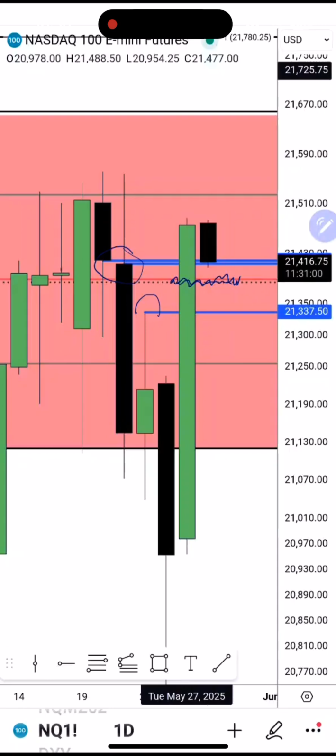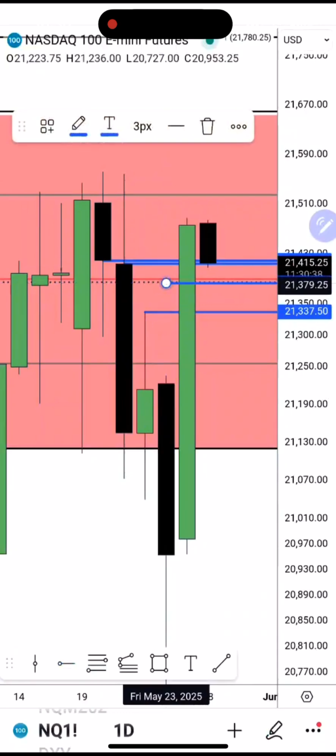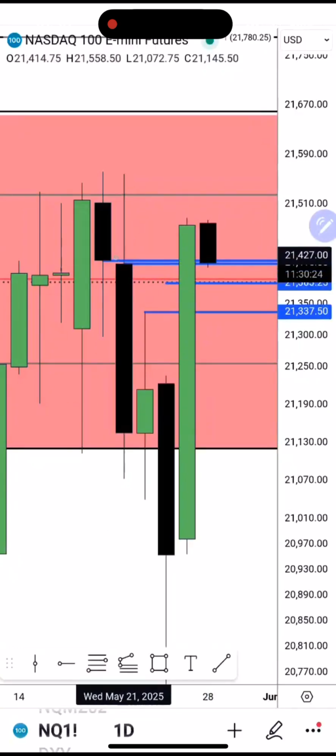Keeping these ideas in perspective going into today, just know that I would prefer that it not trade down to 21,337.50. I'd prefer that it respect 21,380, we'll call it. And I would like to see it specifically utilize the volume imbalance right here.